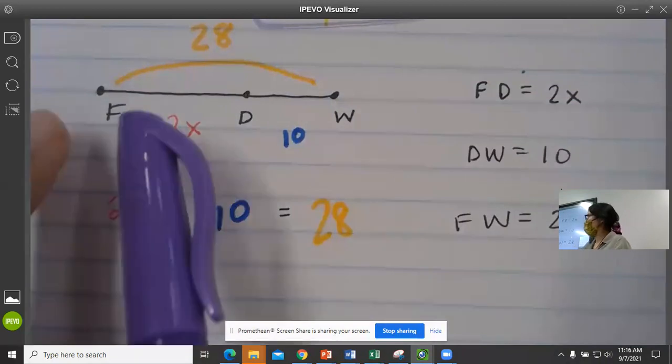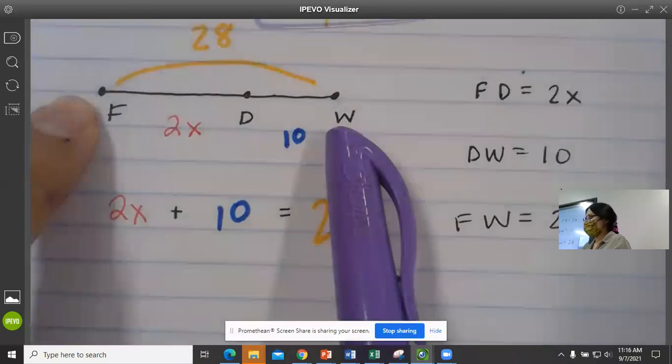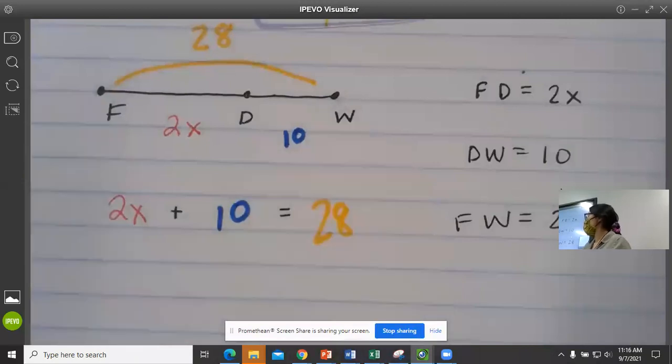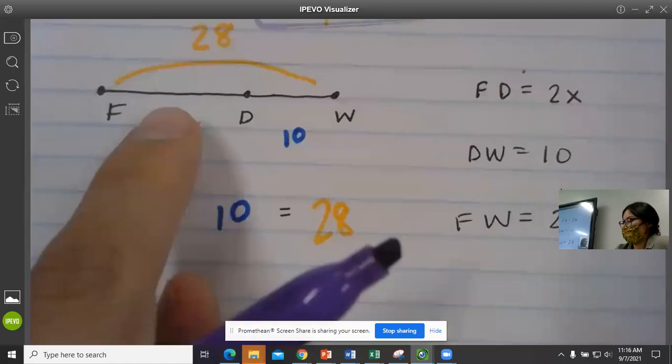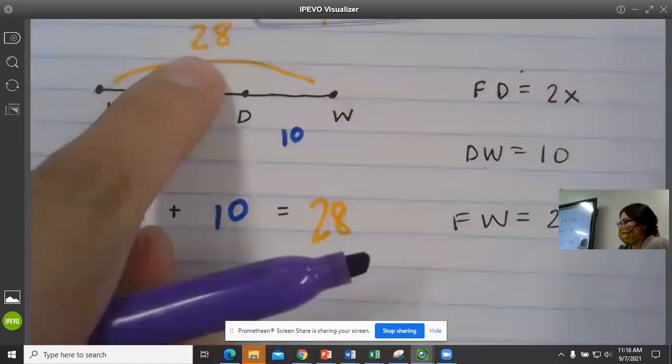That's just how long it measures. 28 inches. 28 units. Since we don't know if it's inches, centimeters, feet, or yards, we call it units when we don't know. It just tells you that's the total. Those two pieces together make 28.